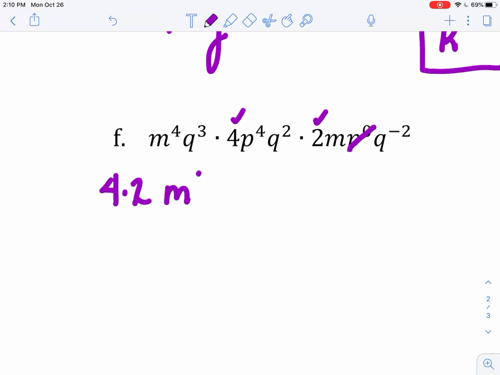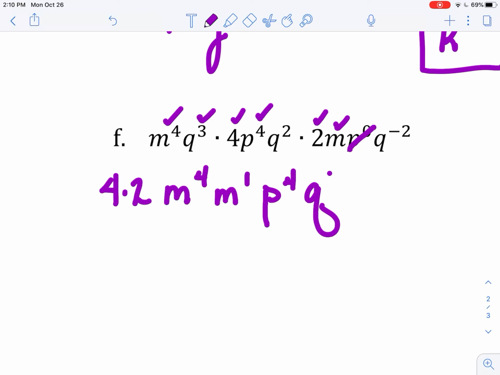So I'm going to do m to the 4th. I have another m right here, so I'm going to have m to the 1st. Then I'm going to move over to my p's. So I have p to the 4th. And is that all I have? That's all I have. That's the only p I have. All right, and then I have some q's. I have q to the 3rd, q squared, and then q to the negative 2. So I've just rewritten it.